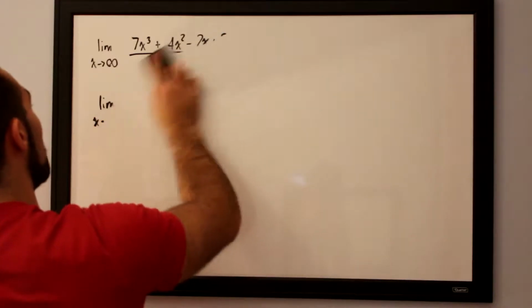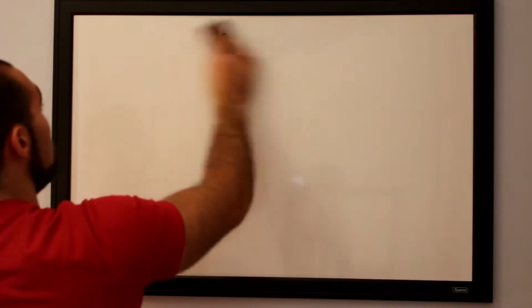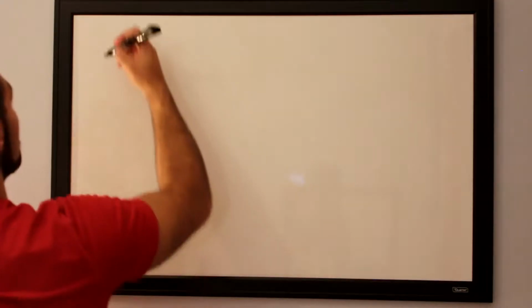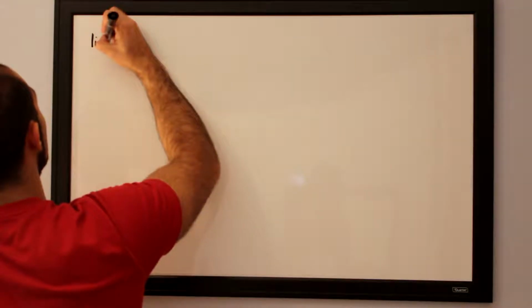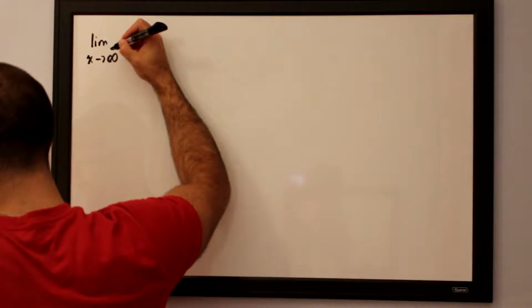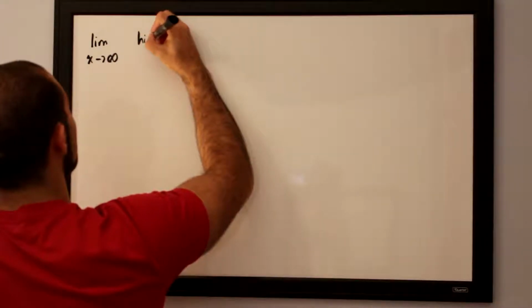Most of the time you can evaluate a limit approaching infinity just by looking at the function. It's actually really simple. And it goes like this. Say we wanted to evaluate the limit as x approaches infinity for a higher power of x.